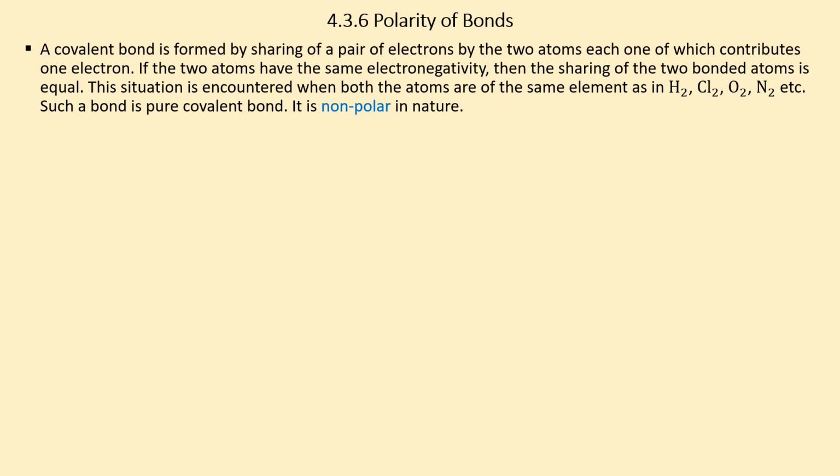A covalent bond is formed by sharing of a pair of electrons by two atoms, each one of which contributes one electron. If two atoms have the same electronegativity, then the sharing of the two bonded atoms is equal. This situation is encountered when both the atoms are of the same element, as in the case of H2, Cl2, O2 and N2, etc. Such a bond is a pure covalent bond and it is non-polar in nature.